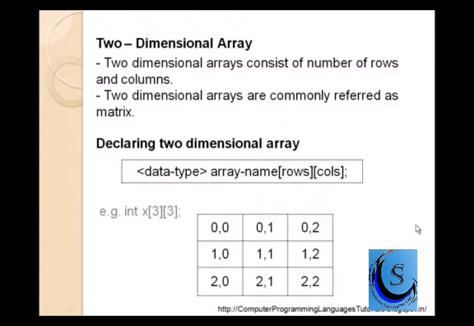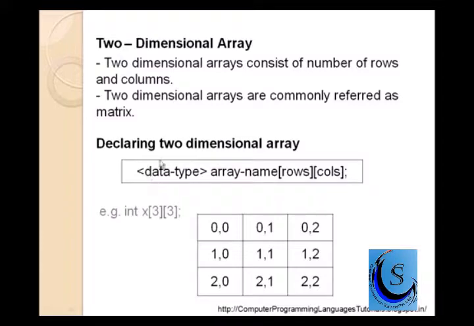A new topic, two-dimensional integer array. Two-dimensional means it has a number of rows and columns. Two-dimensional arrays are commonly referred to as a matrix. You can also call it a matrix. If you have a clear idea about single-dimensional arrays, then it is very easy to go forward with two-dimensional integer arrays.